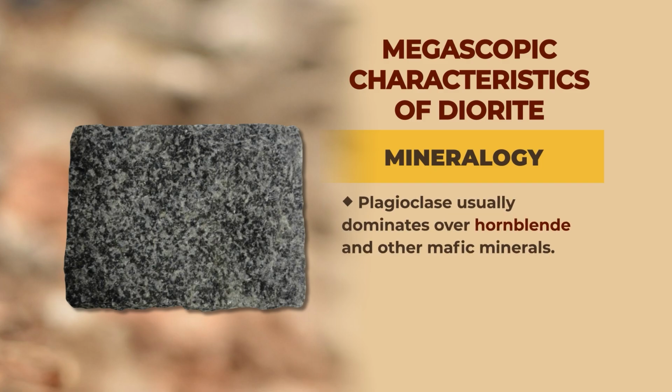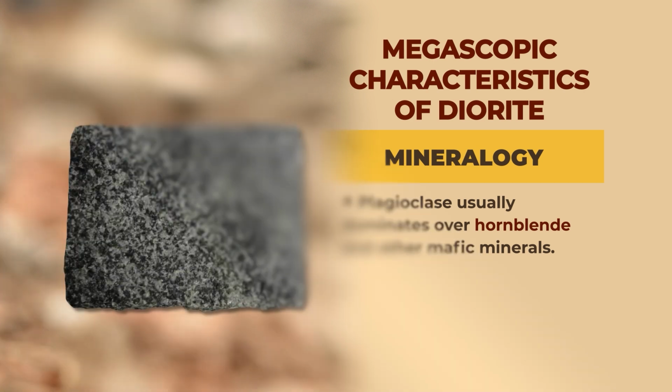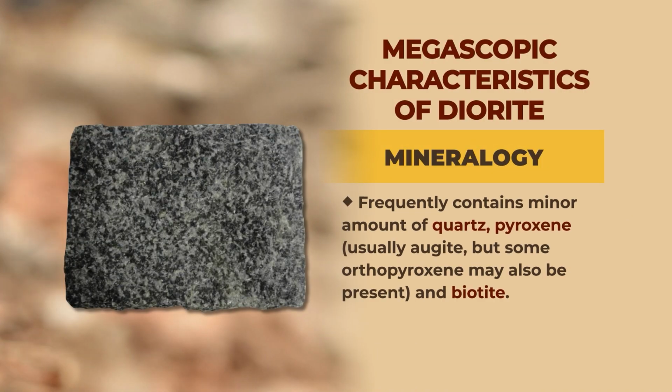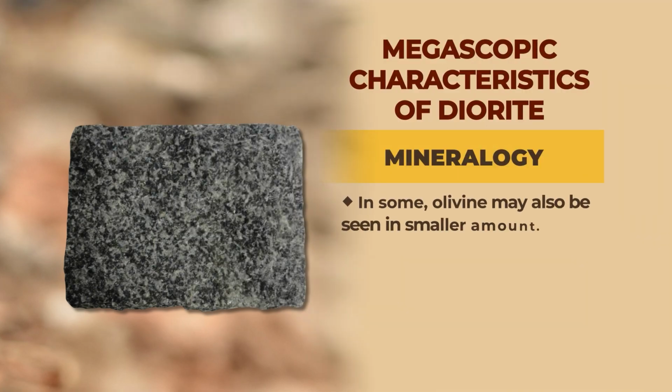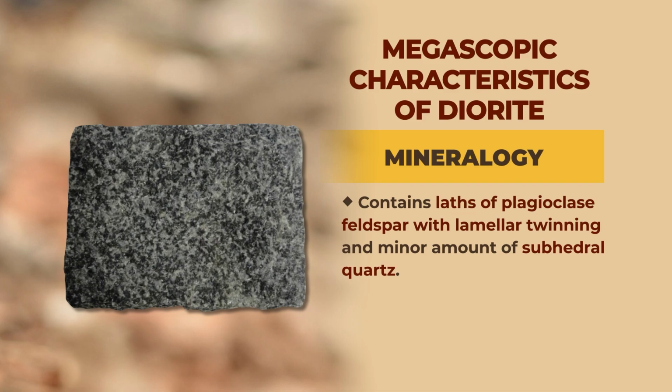Plagioclase usually dominates over hornblende in the mineralogy of diorite, and other mafic minerals are also present, and the plagioclase will be the dominant constituent of all. Frequently, it also contains a minor amount of quartz, pyroxene, usually augite, but some orthopyroxene also may be present, and biotite is also there. Olivine also may be present in smaller amounts, and it contains lots of plagioclase feldspar with lamellar twinning and a minor amount of subhedral quartz.